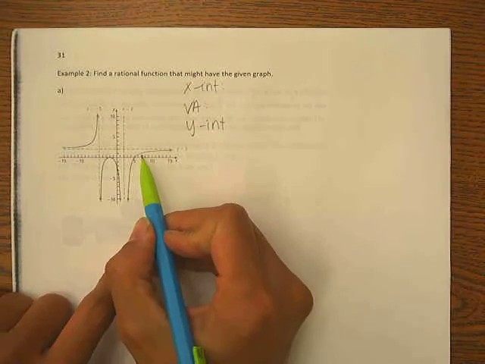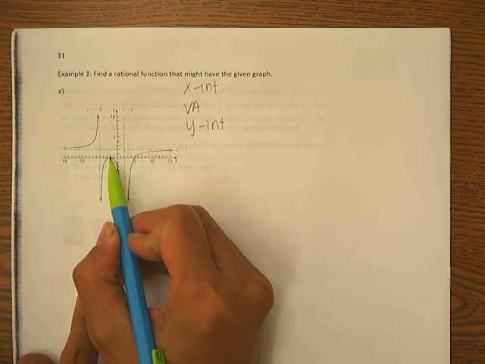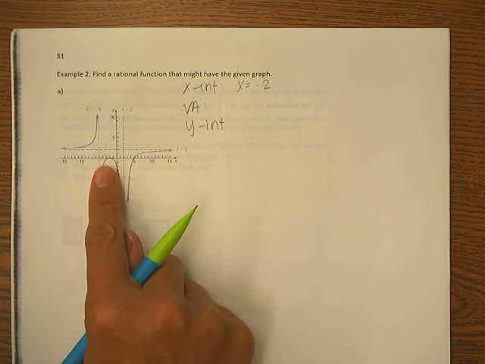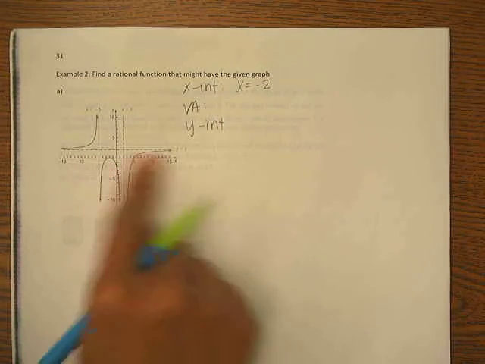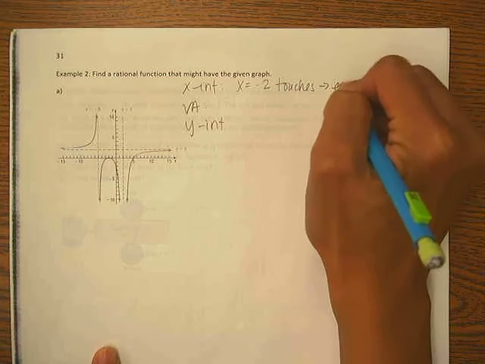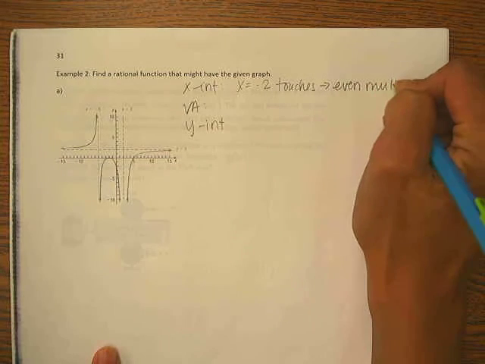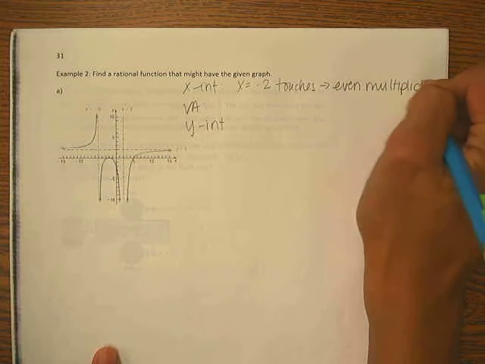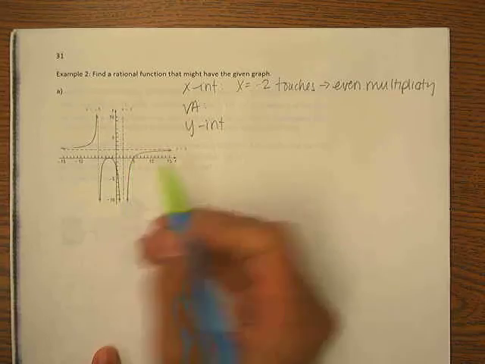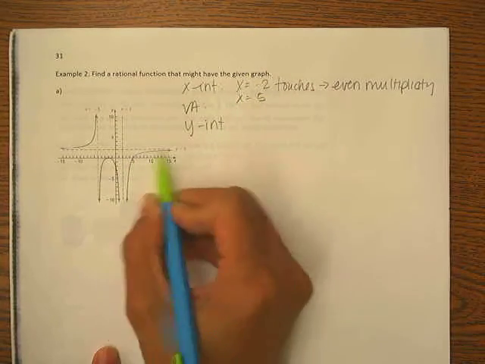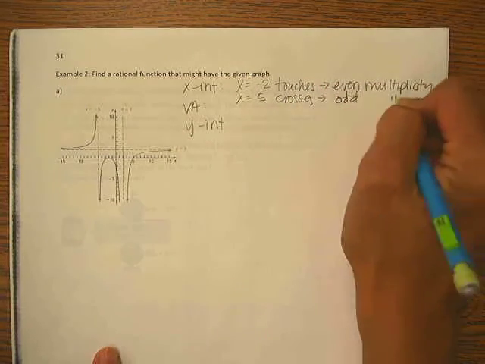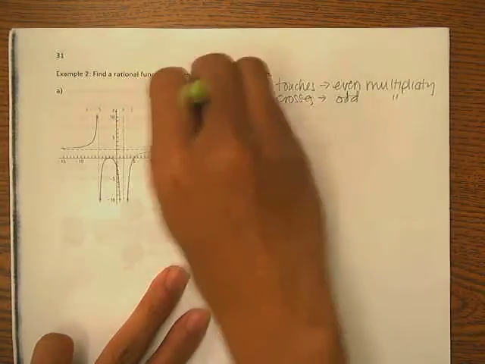So X-intercepts, we have 1 and -2. You can see that right there? And that is touching the x-axis, so it should be an even multiplicity. Then we have another one at 5 that is crossing, so you can have an odd multiplicity. I'm going to move down the VA a little bit.